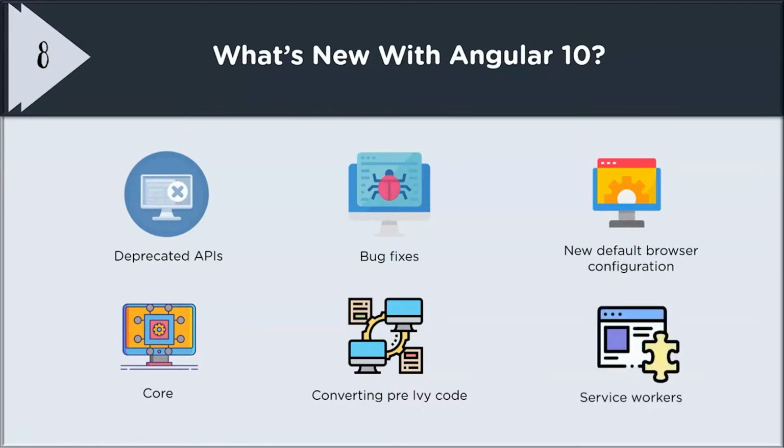And lastly, we have service workers. For the service worker, a fix has been put in for a situation in which there was a chance that the service worker would not register when there is a long-running task or a recurring timeout.